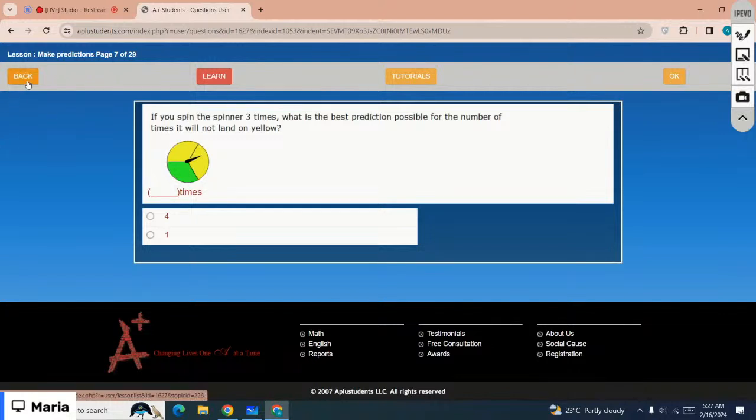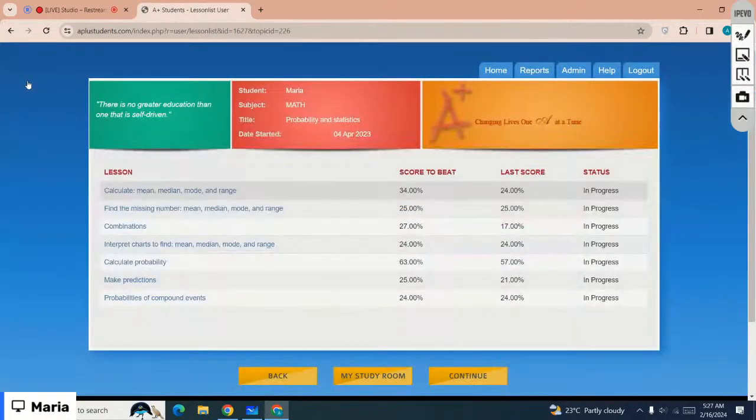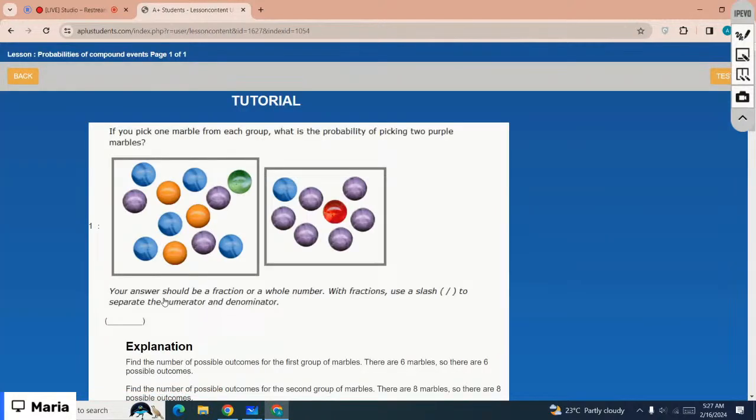Okay, you can complete the lesson by yourself later today. Let me just move on to the next lesson. And the next lesson is probability of compound events. What are compound events? Compound event means you have more than one event, right? When you have more than one event, you have to find their probability. You can simply multiply the outcomes of both the events, right?